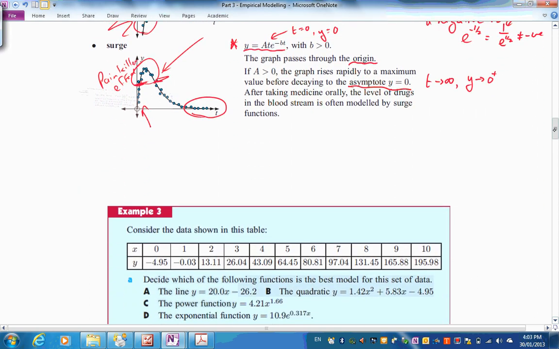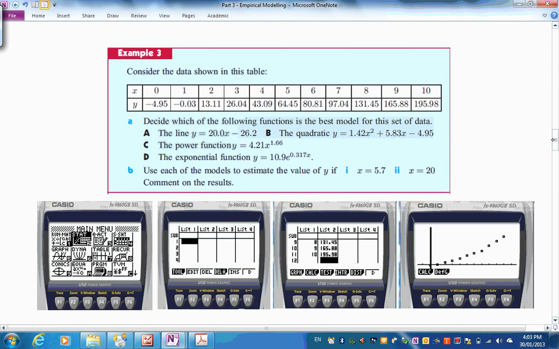So let's go down then and have a look at a problem. Now, the book has an icon where you can click on it and choose the calculator that you're going to use for instruction there. But what I've done down here is put the Casio steps. So let's go through them. You have collected some data. Here it is. It's what I had up there before. Decide which of the following functions is the best model for this set of data, and there's A, B, C and D. Now, use each of the models to predict values when x is 5.7 and x is 20. Comment on the results.